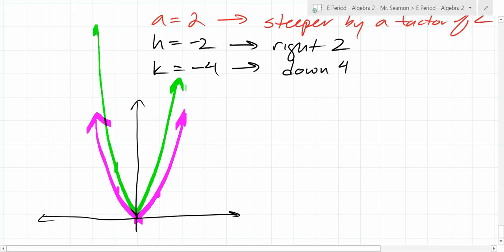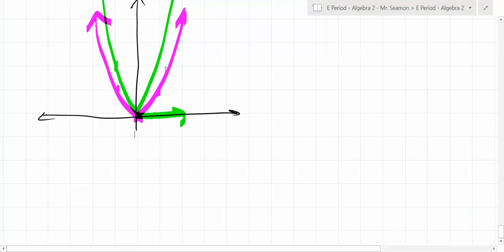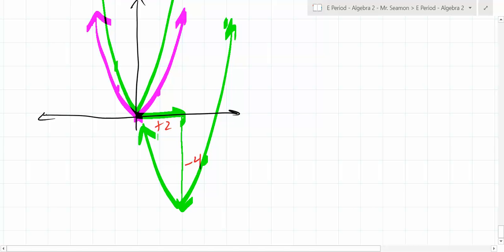And then what do you do after you make it twice as steep? Right 2 and then down 4. Is this thing getting flipped over? No. Because the A is still positive. So each of these points, you move it 2 to the right, and then what? Down 4. It's going down like this. So we went to the right plus 2 and then down 4. And this thing is twice as steep, so it goes like this and like up here. So it kind of looks like that. Does that kind of make sense? Yeah, go ahead. Yes, Deb?